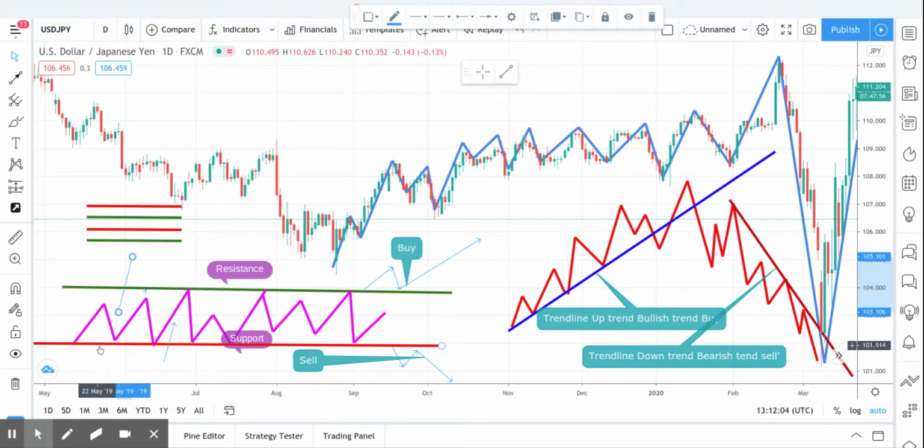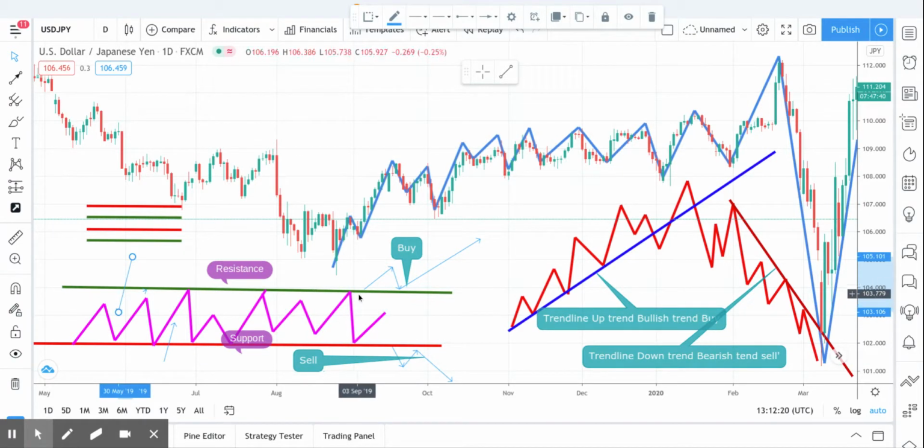Okay, we established what this red line is. This red line is support. We established that this is resistance. We know their job. Their job is to keep everything in between them, at least the majority of price activity, going in between them.